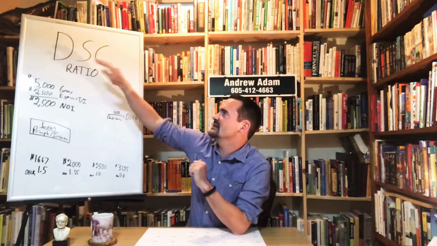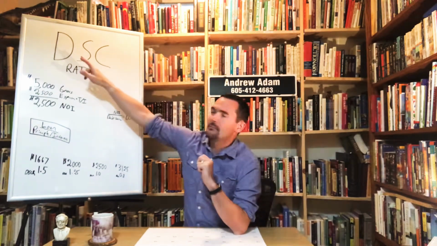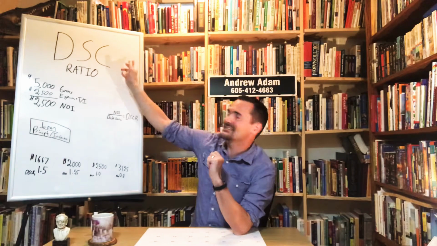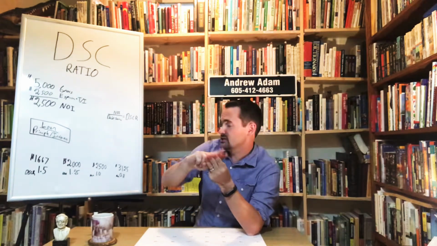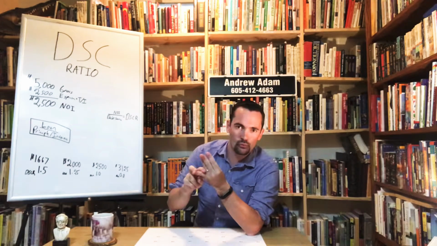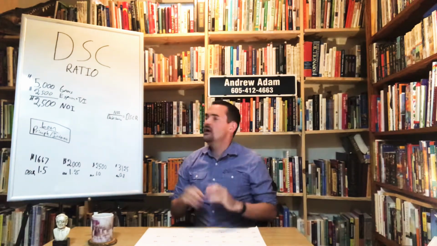So here we go. Debt service coverage ratio. So you may see it as DSCR. Okay, so it stands for the debt service coverage. Sometimes it's just that, but really it is a ratio. So sometimes you'll see the R there. Okay, so it is a formula.